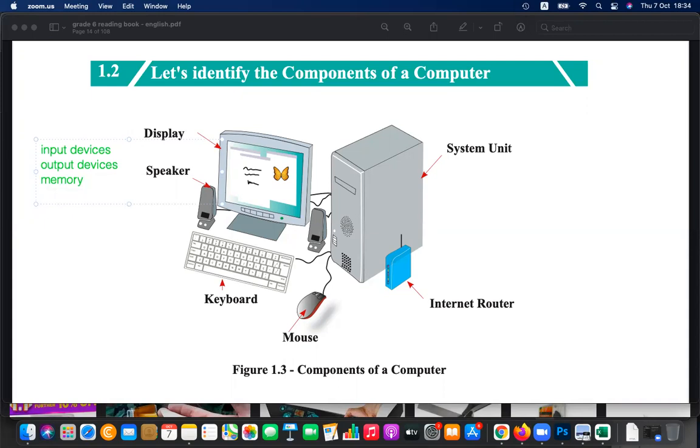Memory is temporary. Is there anything permanent? Which can store permanently? ROM, read-only memory, yes, but that is permanent. Permanent means it is read-only, stored by the manufacturer.